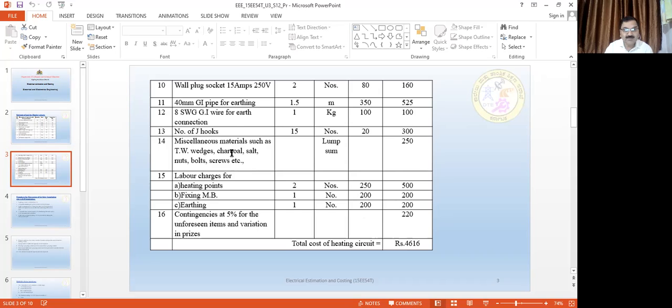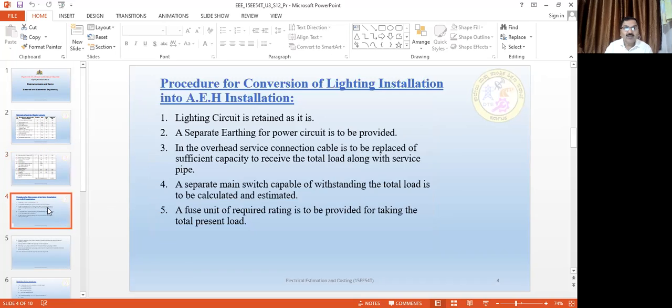This completes the detailed estimate of heating circuit. Now let us move to another topic.